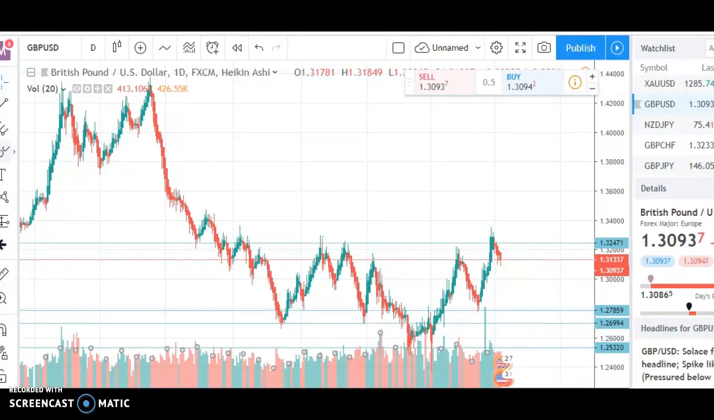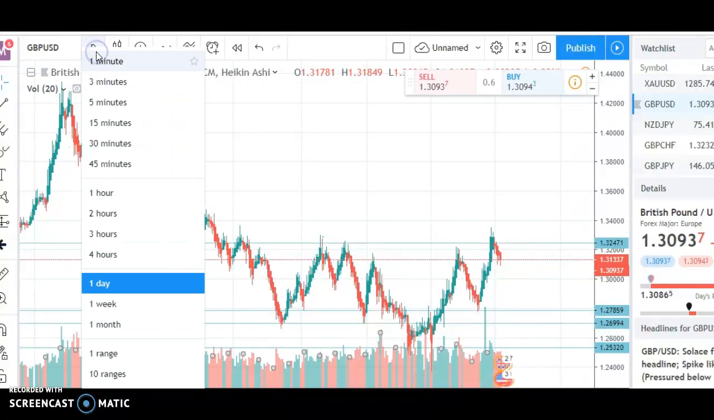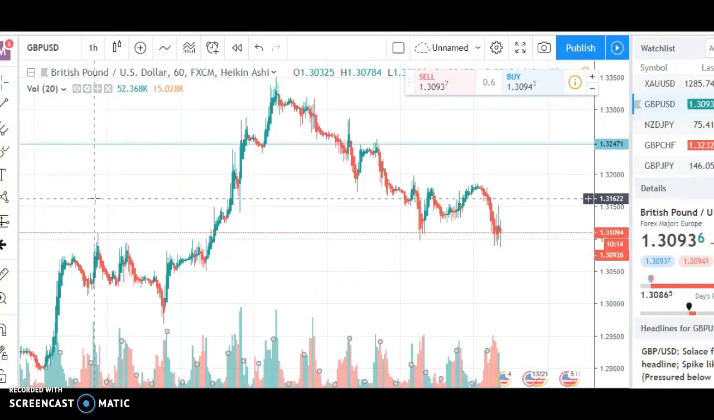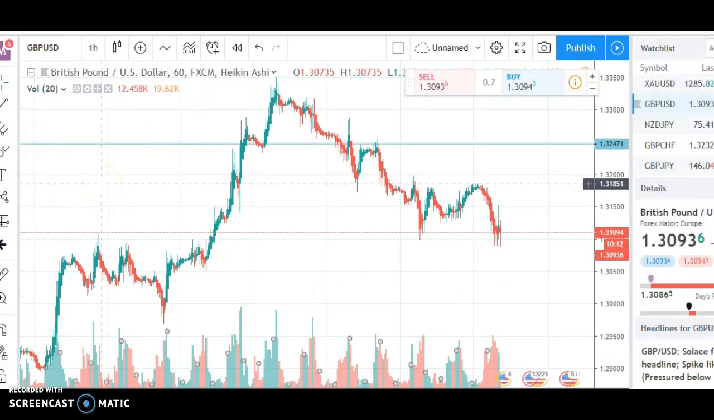So now look at this. British, that's Great British pound and United States dollars, okay? Now we have the daily time zone. This is a day. We have the hour time zone, 1 hour time zone. Can you see it's different? It's indecisive at this point. When you're dealing with the hourly and the daily time zone, it gives you a perfect description of how the market will be like, and now you can actually trade.